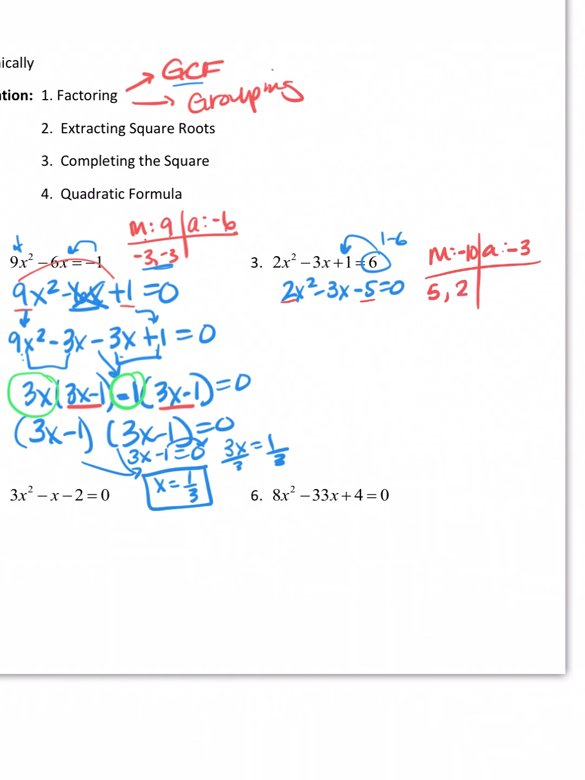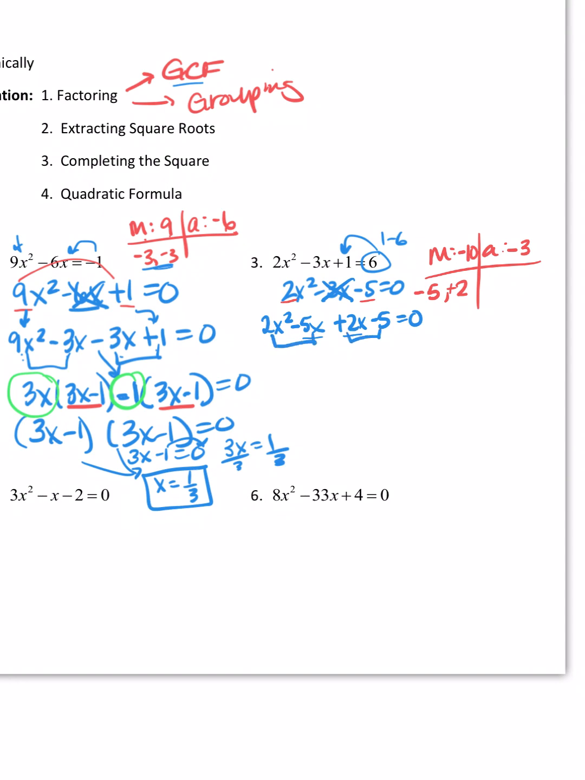So 5 and 2 would work, but I need the 5 to be negative and the 2 to be positive. So when I rewrite this, I'm going to have 2x squared minus 5x, so I'm not going to write the 3x anymore. Then I'm going to do plus 2x minus 5. It doesn't matter which order you put these in, by the way. You can do it either way.